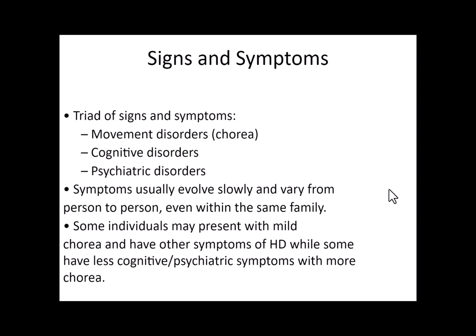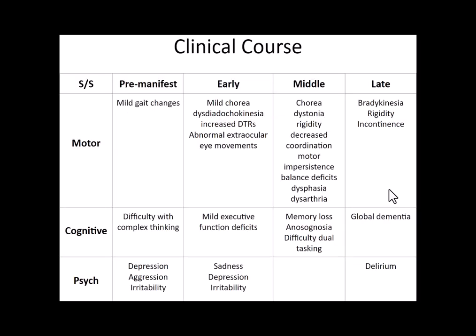Usually the symptoms evolve slowly, and they are going to vary from person to person. Even if the disorder was inherited from a family member and you've watched that family member, your symptoms might be very different. And the clinical course of Huntington's is shown in this slide, where on the far left-hand side are the signs and symptoms that I've just talked about, whether they're motor, cognitive, or psychiatric.